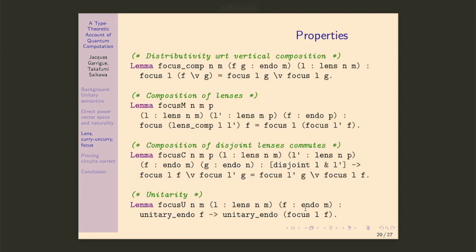Okay. What properties do we get on this? Well, we can define composition of focus. That is, if I have a composition of morphisms, applying focus to it, well, this commutes basically. We can also apply focus to a composition of lenses, and an important property is that if two lenses are disjoint, we can actually change the order of the operations. And last, for unitarity, if f is a unitary transformation, then focus of f is also a unitary transformation. These are the basic operations we need.